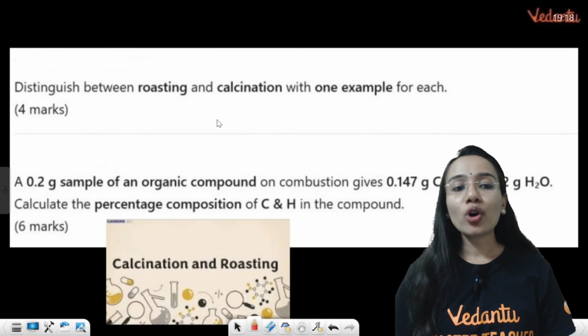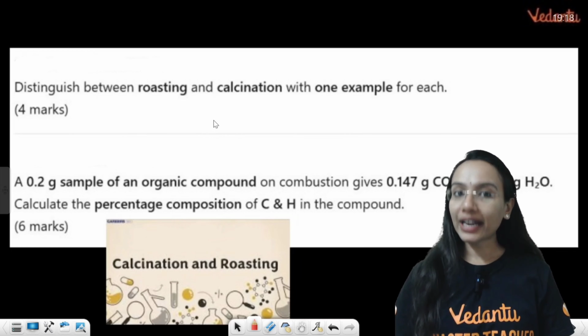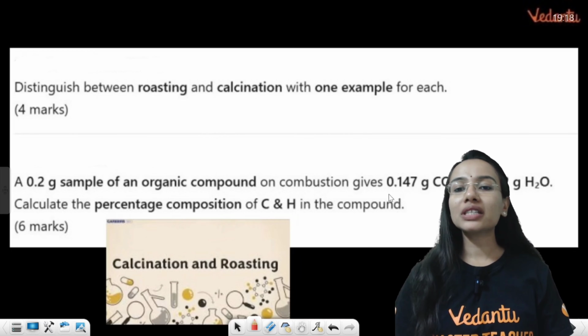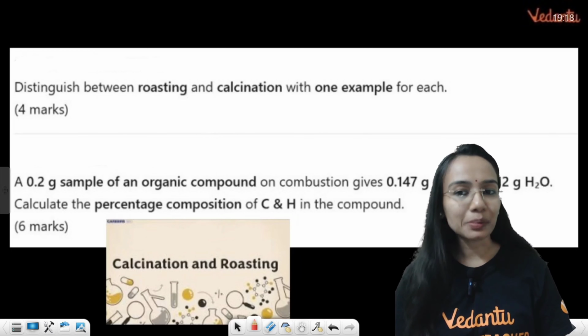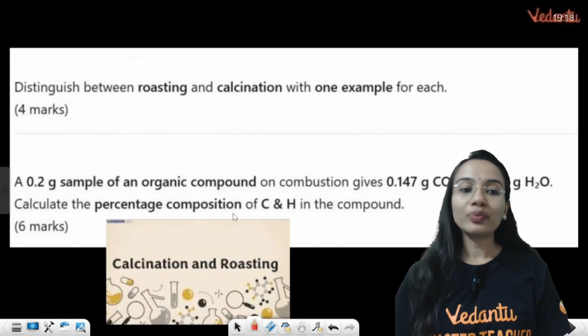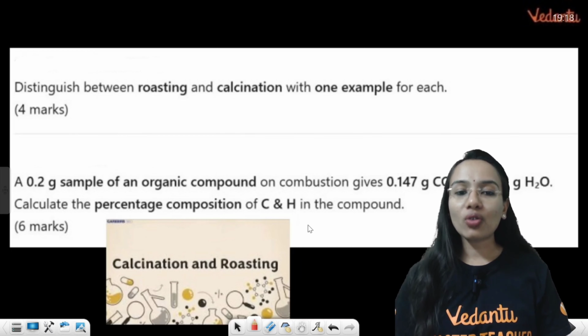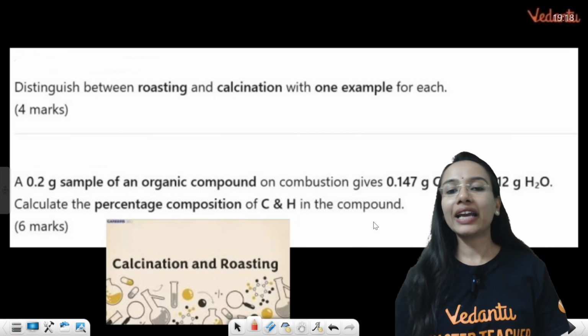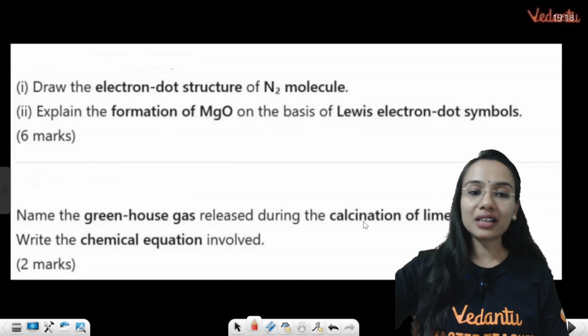A 0.2 gram sample of an organic compound on combustion gives 0.147 grams of CO2 and 0.112 grams water. Calculate the percentage composition of C and H in the compound. That is for 6 marks.